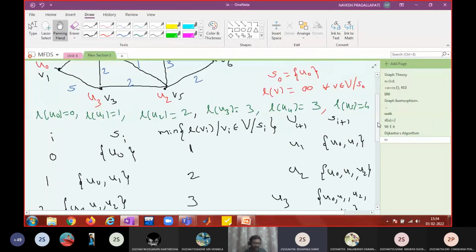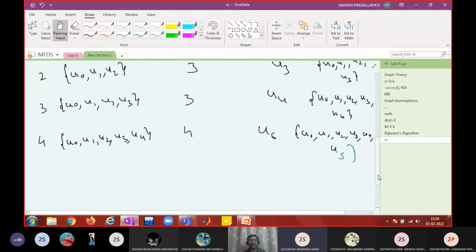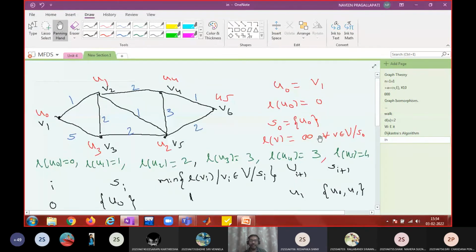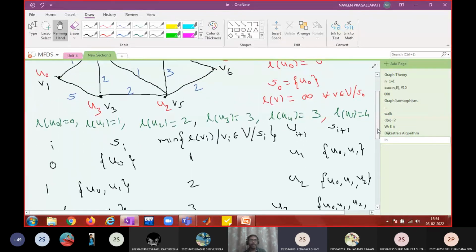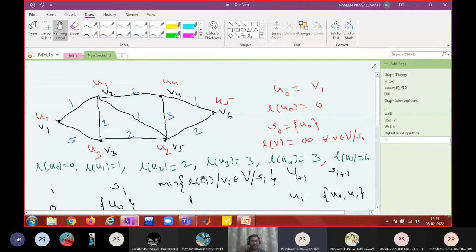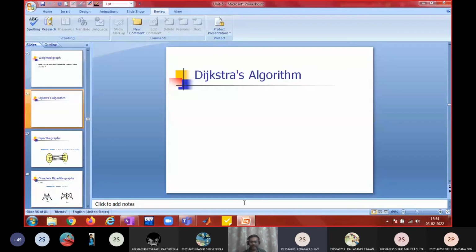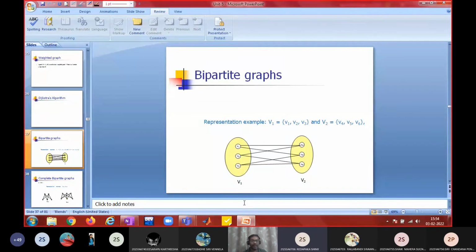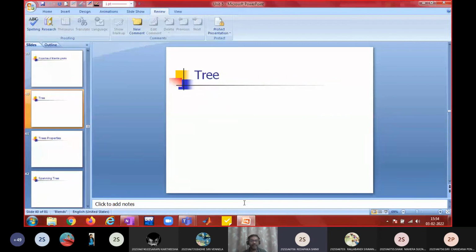So that is how we can find out the shortest distance from one node to every other node in the graph. Okay, so you try to implement this algorithm for another graph. I shall post it because vertex names are not given here. So I shall post one problem as a homework. You implement this algorithm on that. After that we'll go to bipartite graphs and trees.